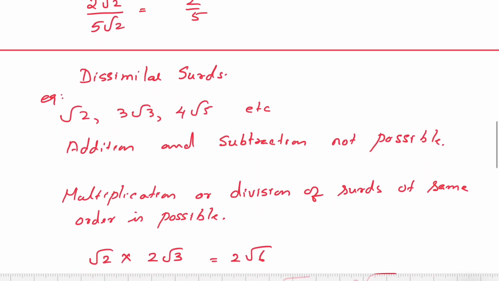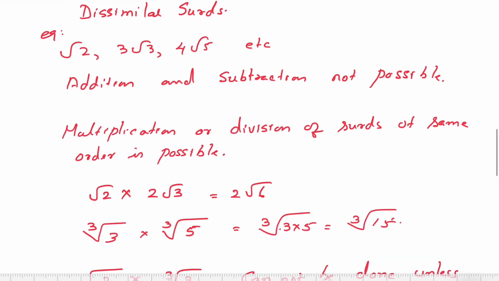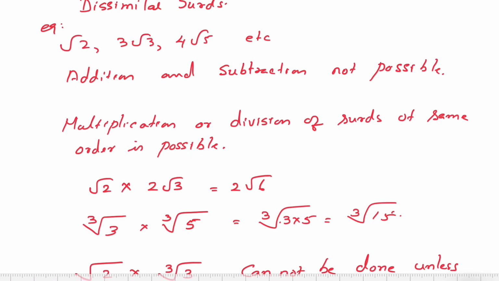Now dissimilar surds: the order is same but inside the radicand is different. Root 2, 3 root 3, 4 root 5, etc. So here also addition and subtraction is not possible, but you can multiply or divide the surds, but this order should be same. So root 2 into 2 root 3, root 2 and root 3 are dissimilar surds, but you can multiply. So 2 into root 6.